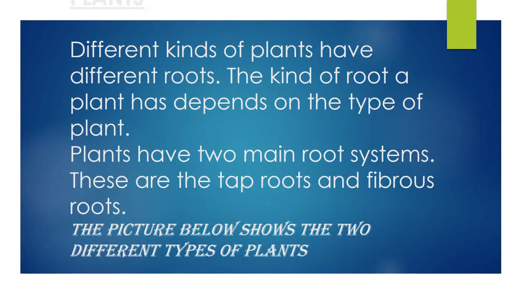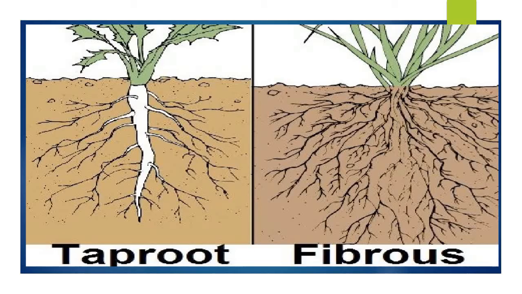I have a picture below that shows the two different types of plants. Please observe the picture carefully. So here is our picture. We have the tap roots and the fibrous roots. What can you see? What are some of the differences between these two root systems? Can you also notice some similarities?